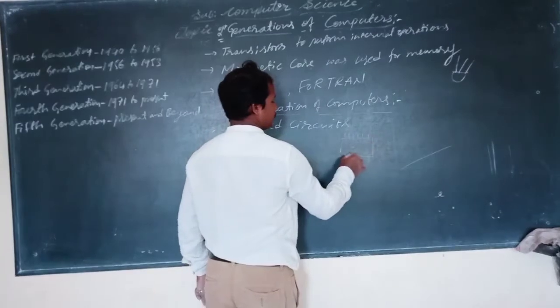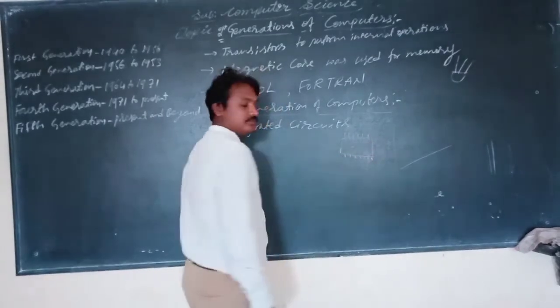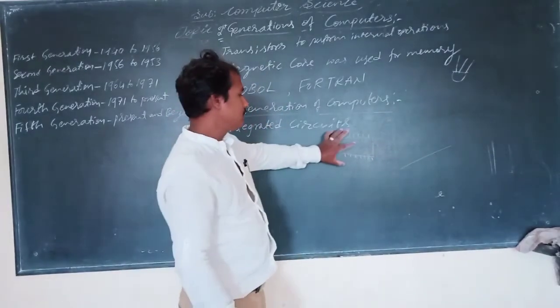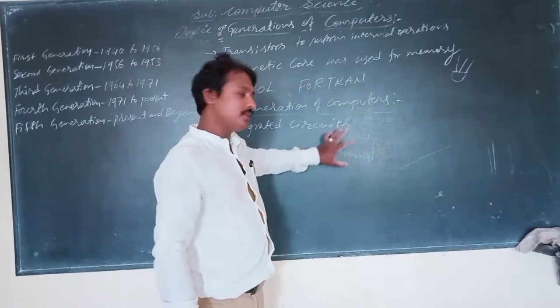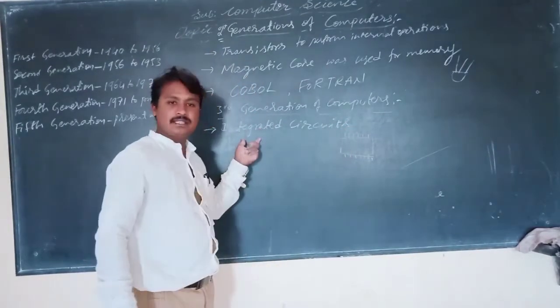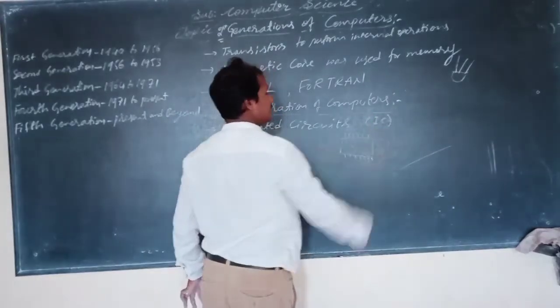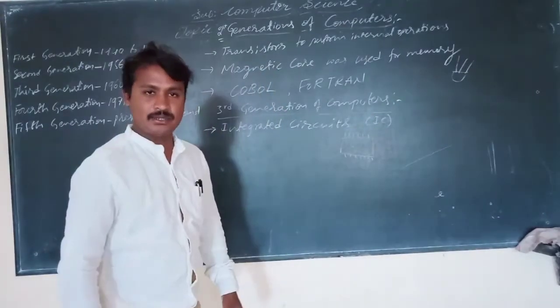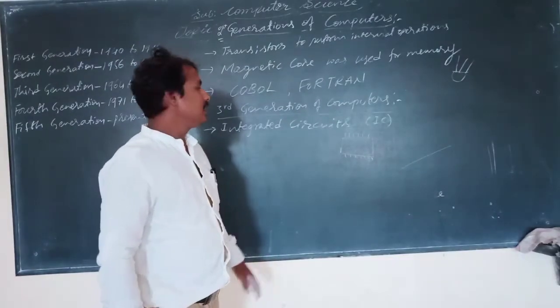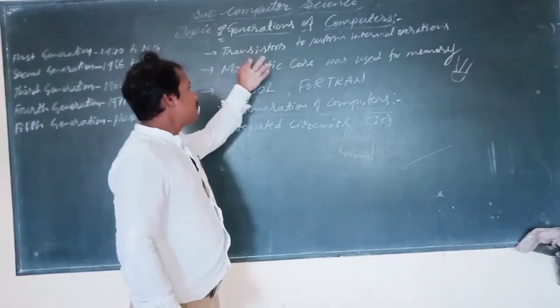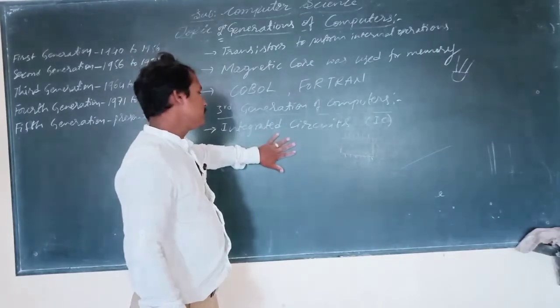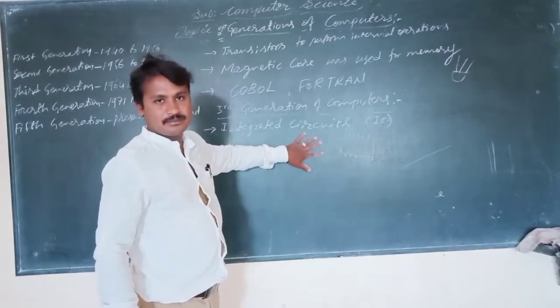Like this. Understood everybody? This is the silicon chip. It is known as an integrated circuit, IC. Nowadays we call it an IC, integrated circuit. Is it clear? In the third generation, instead of transistors, they have used integrated circuits.